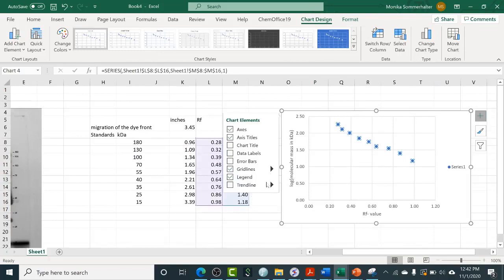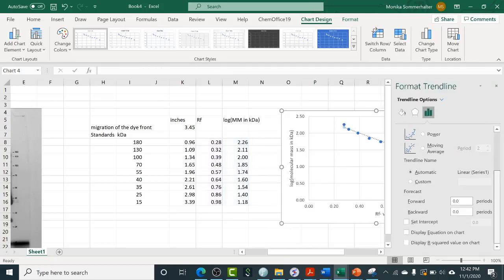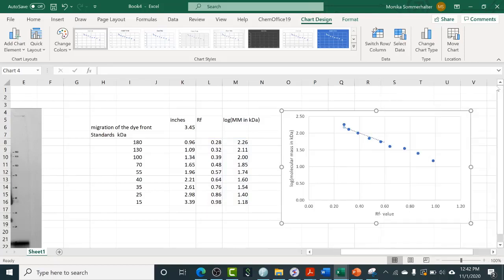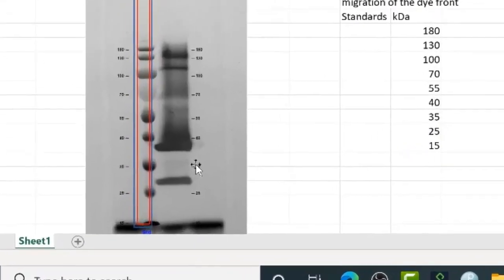We can already see that our trend line is far from being a perfect linear arrangement. The R-squared value still looks decent, but several of our points deviate, especially right here in the beginning, but also unfortunately in the middle region of our trend line. And in this region, we have bands that we are later interested in.